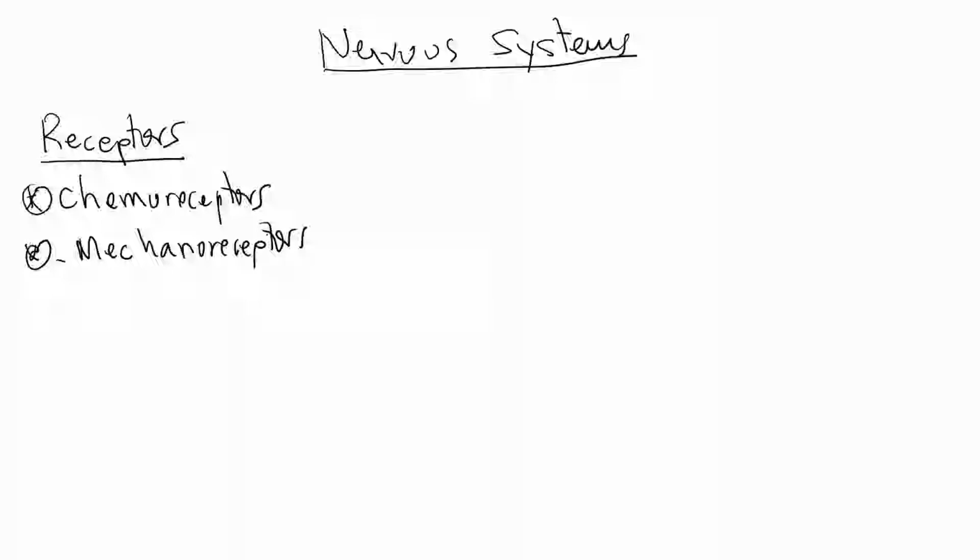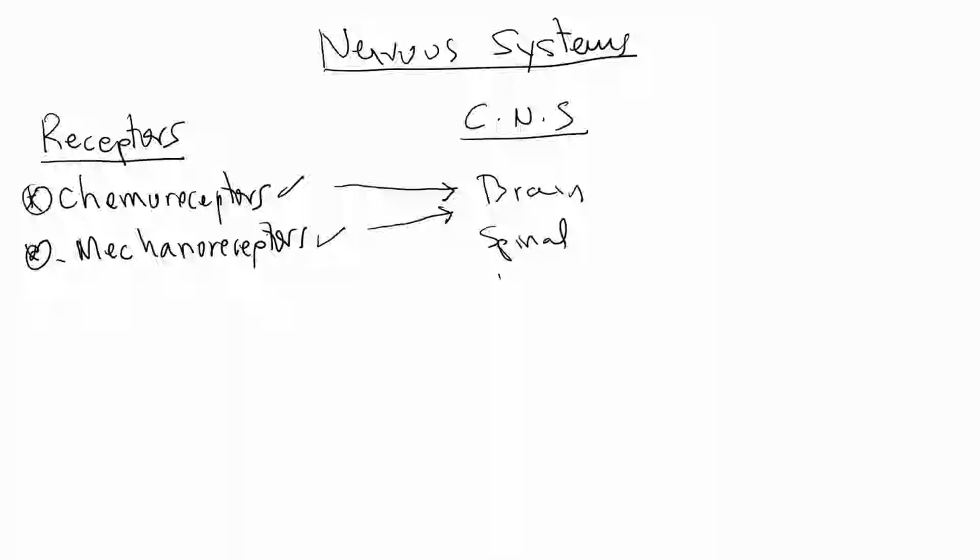Receptors in the GI tract are going to monitor the state of the GI tract as far as their chemical composition and the state of the organ as being stretched or relaxed. This information is going to be sent to the central nervous system. The central nervous system consists of the brain and its spinal cord. The response will be carried out by effectors.